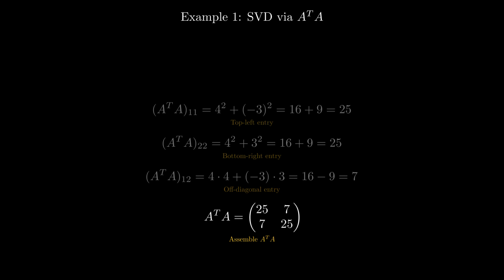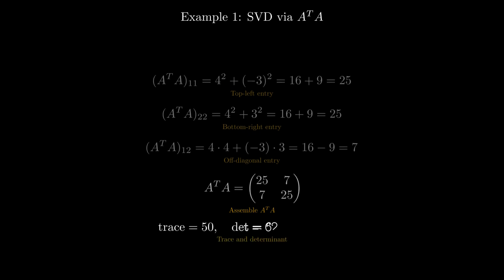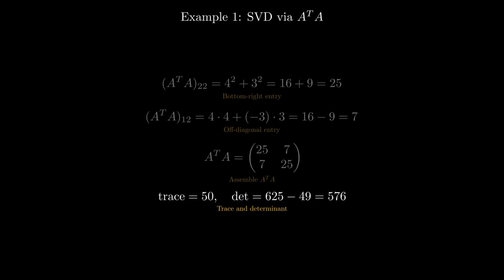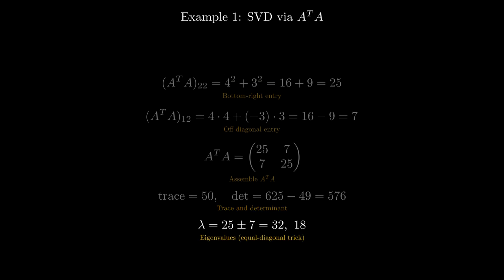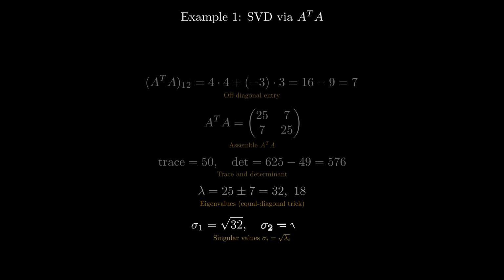Now we find the eigenvalues of this symmetric matrix. The trace is 50, and the determinant is 25 squared minus 7 squared. That is 625 minus 49, which is 576. Because the matrix has the special form with equal diagonals, its eigenvalues are simply 25 plus 7 and 25 minus 7, giving 32 and 18. Therefore, sigma 1 equals the square root of 32, and sigma 2 equals the square root of 18.